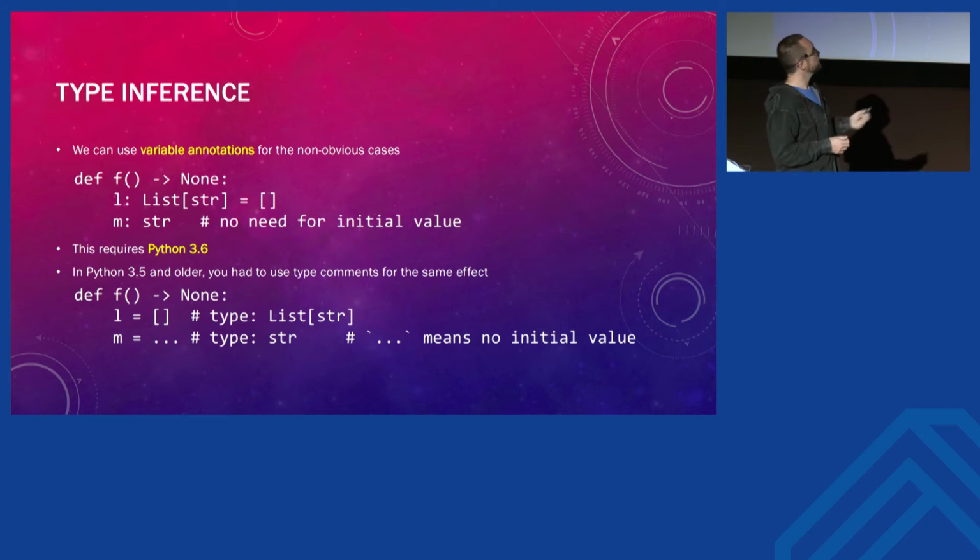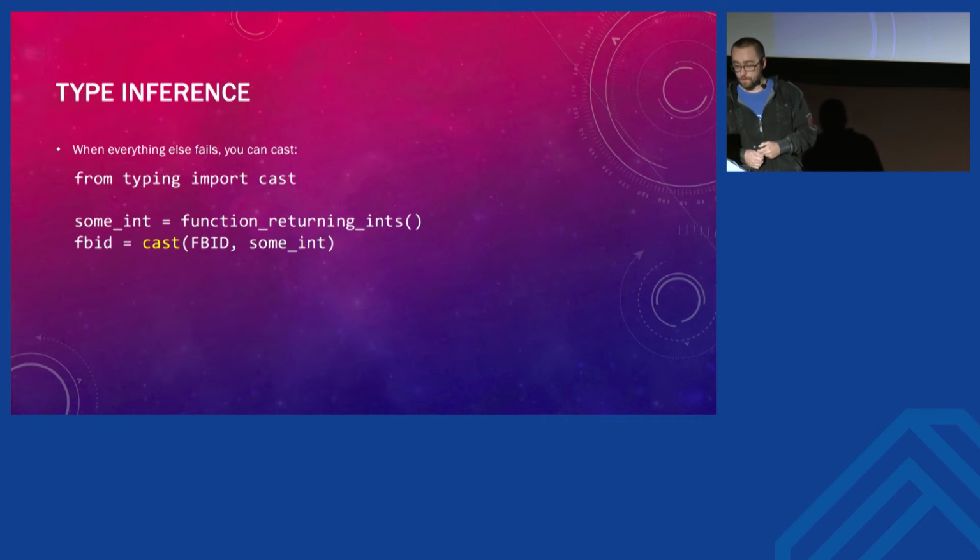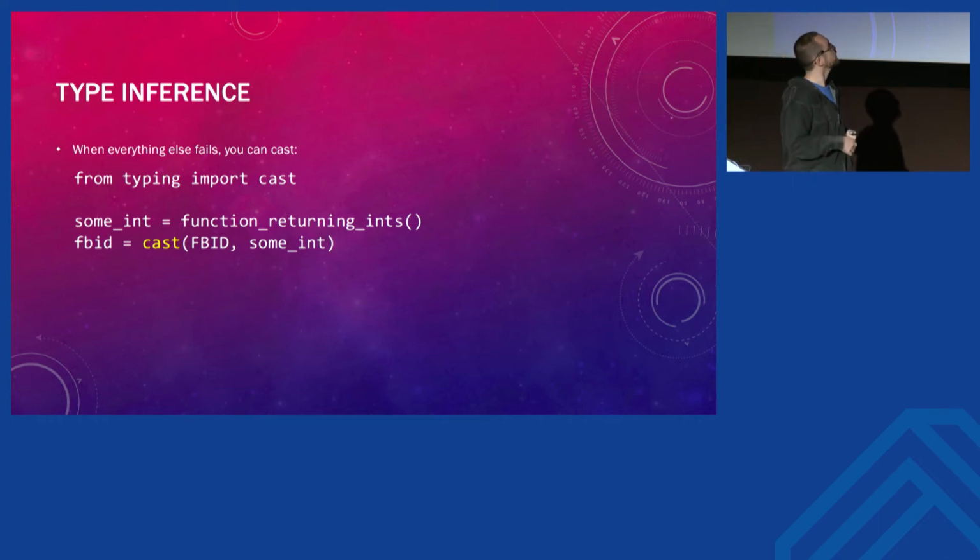In the old versions, you would have to use an ugly comment, right? You will need to say the type of this expression is list of string or whatnot. All right. When everything else fails, you can cast. It's not quite the same meaning as in C++ or anything else, but sometimes it's important.